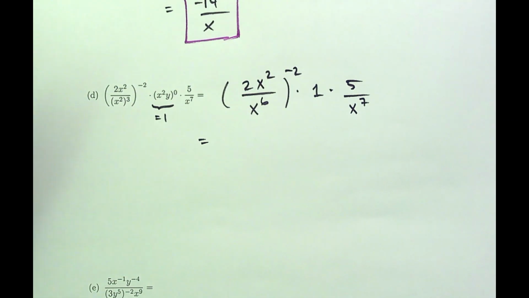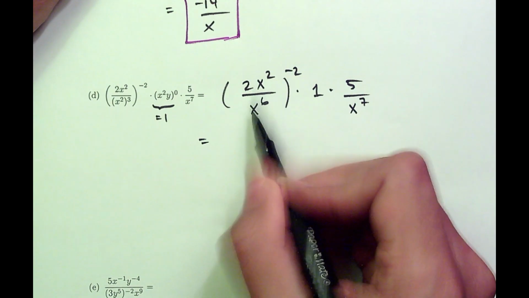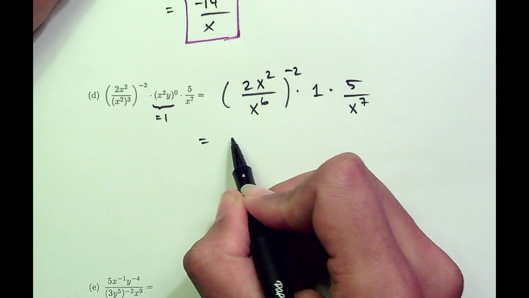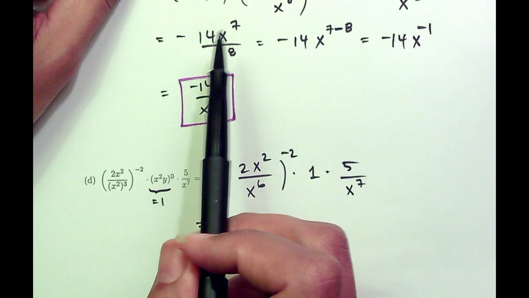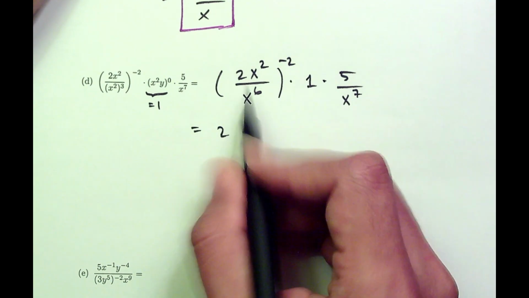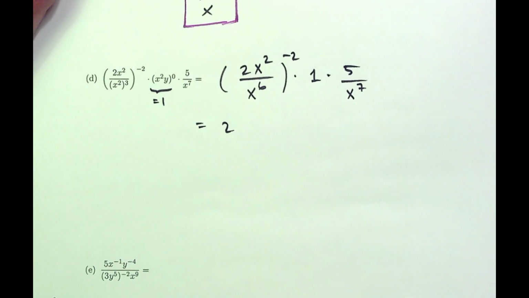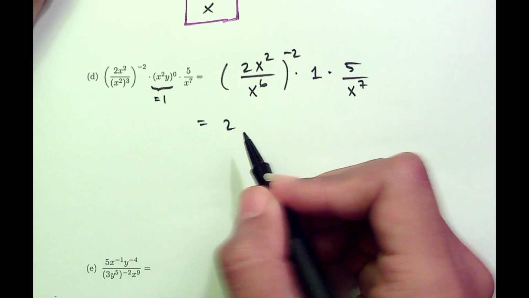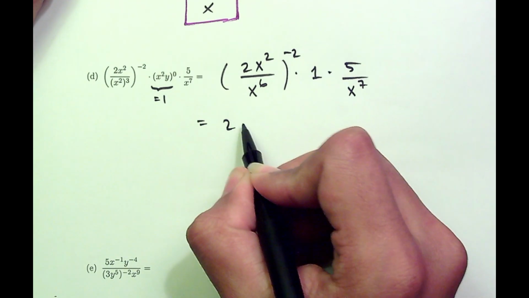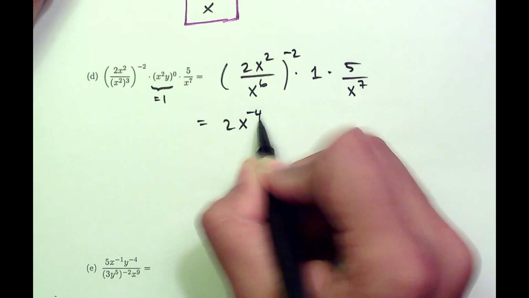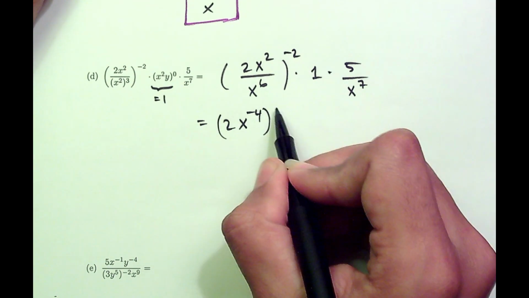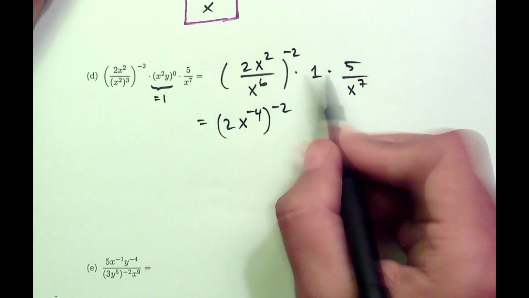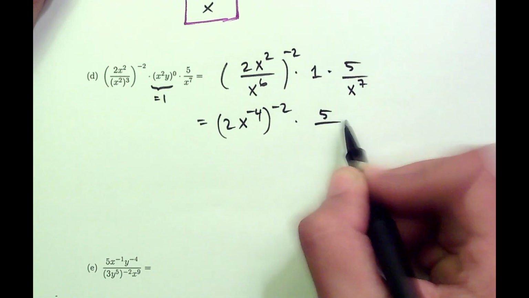Now let's keep simplifying. You can simplify this, just like we did here above. We can simplify this by subtracting the exponents. So subtracting the exponents, 2 minus 6 is negative 4, so it's x to the negative 4, to the negative 2. Then times 1 doesn't do anything, so you don't have to write it again.